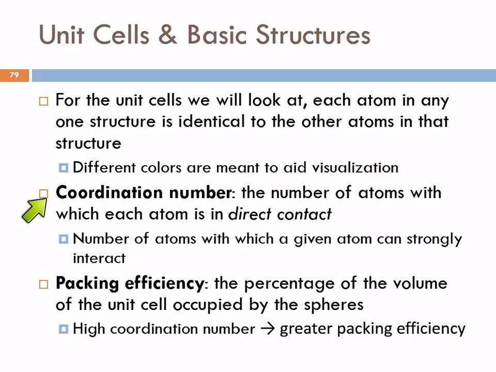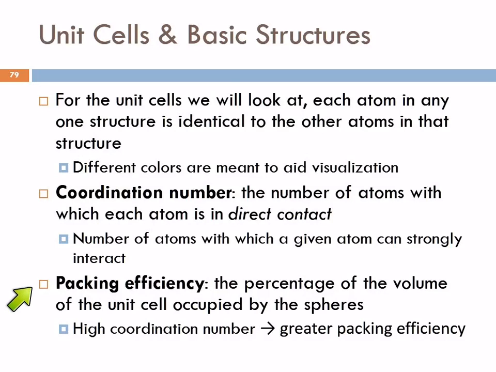So we refer to something called a coordination number. That's the number of atoms with which each atom is in direct contact. So how many atoms are touchingly close to this one atom? Those are the atoms that it can interact strongly with. The interactions with atoms that are not touchingly close are very weak, and so we're basically ignoring those.